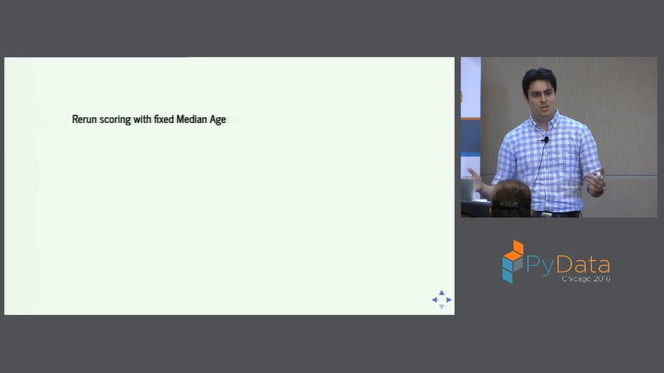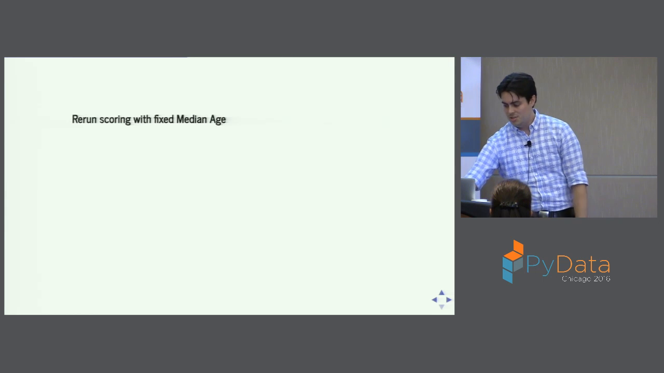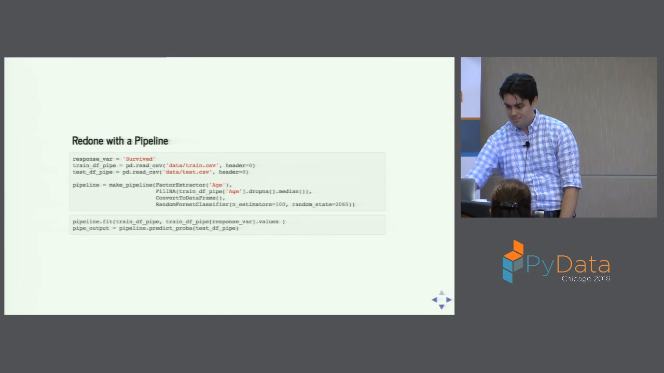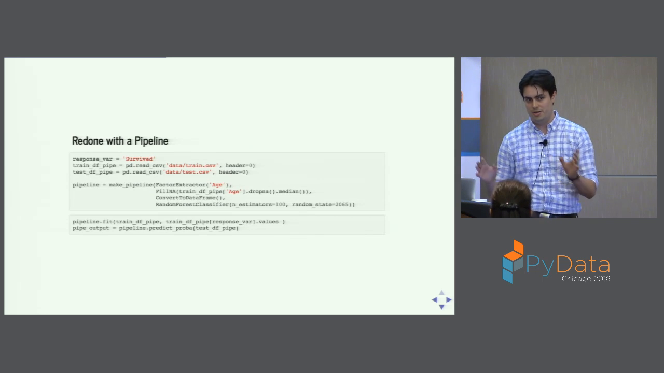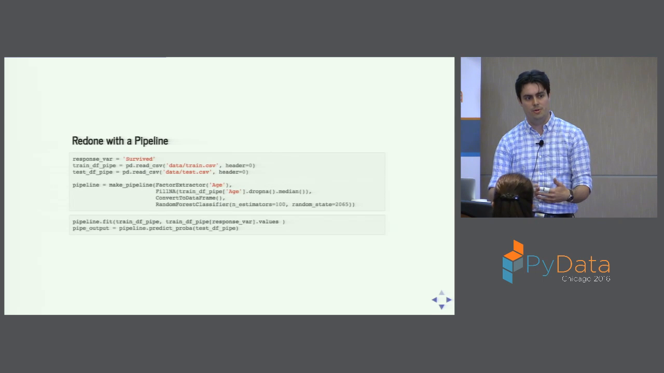You don't make this mistake in the pipeline, right? I didn't manually reapply my training. When I instituted this pipeline, I gave it one median age, right? I just said give it the training median age. And then it was fixed. When I called it on the test set, it just used that same median age. The same transformations were applied in both cases.